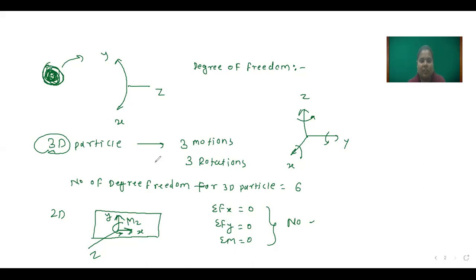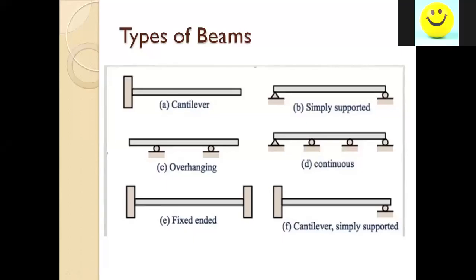Okay, so when we say structure is determinate, please recall. Yes, when we say structure is determinate, when number of unknown reactions and movements is equal to number of equations of statics. So the structure is determinate structure, or beam is determinate beam. Okay. So next point, types of beams. Please write down next point, types of beams.